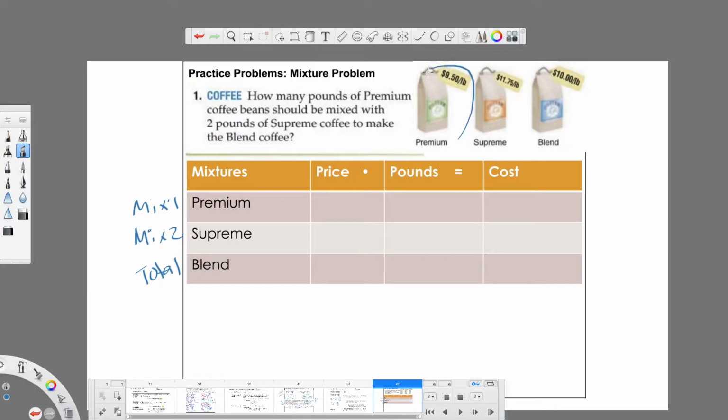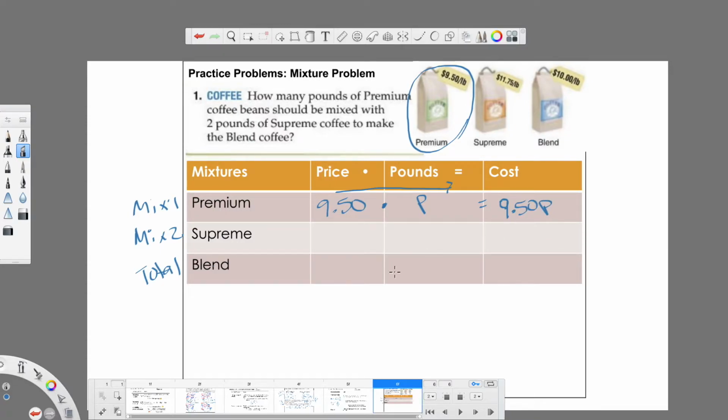So I'm going to circle premium in blue, and I'm going to write that across here. So we know the price is $9.50. I don't know how many pounds I'm doing. So it says how many pounds of premium. How many pounds of premium is what we're trying to answer. So that's my question mark. Instead of a question mark, though, I think I'll go with P for pounds, and then that's multiplied together. So I multiply together and I get my cost, which is $9.50 per pound, or just 9.50p.